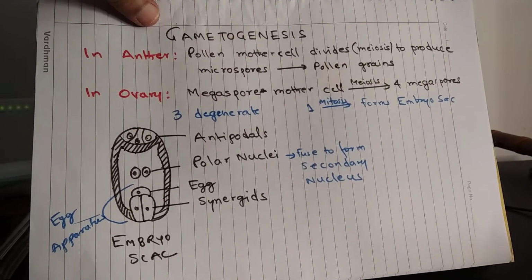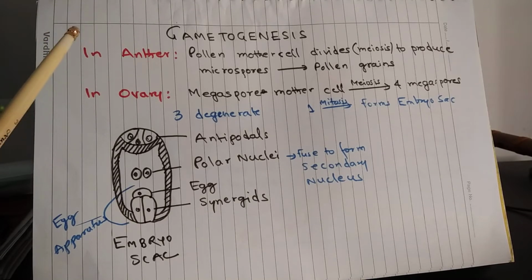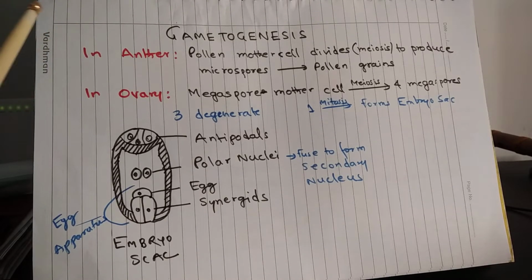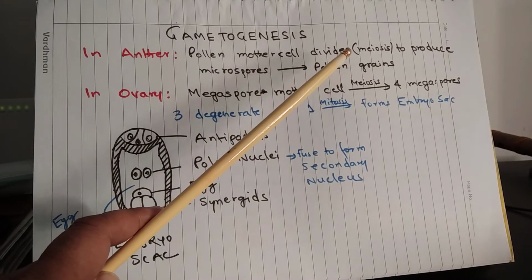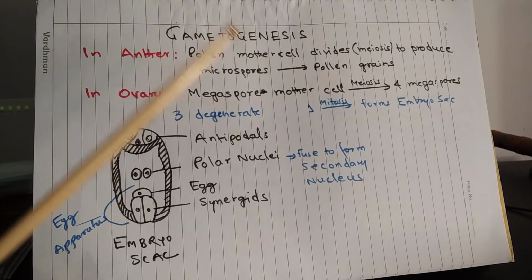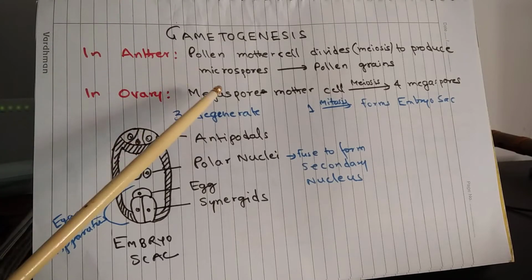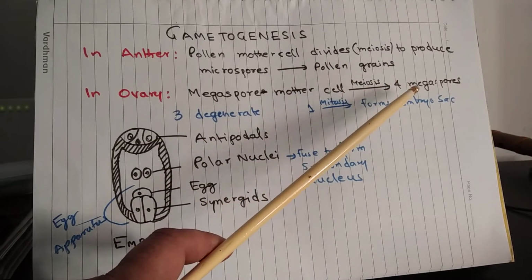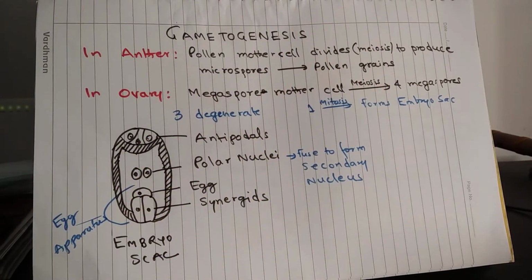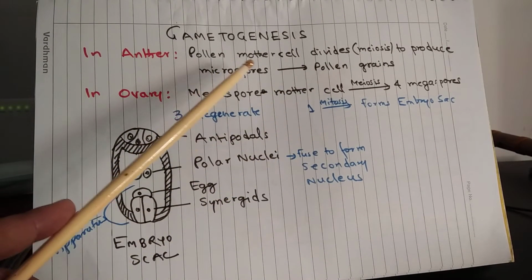Now, let us try to understand gametogenesis in angiosperms. In the anther, the male sex organ of the flower, the pollen mother cell divides by meiosis to produce microspores, and these microspores develop to become pollen grains. In the ovary, usually one ovule has a single megaspore mother cell, which undergoes meiosis to produce 4 megaspores. Out of these 4 megaspores, 3 degenerate, and the remaining one undergoes mitosis to form the embryo sac.